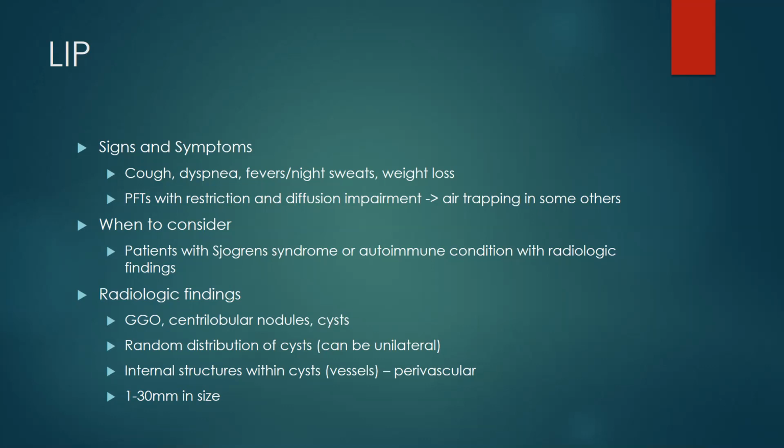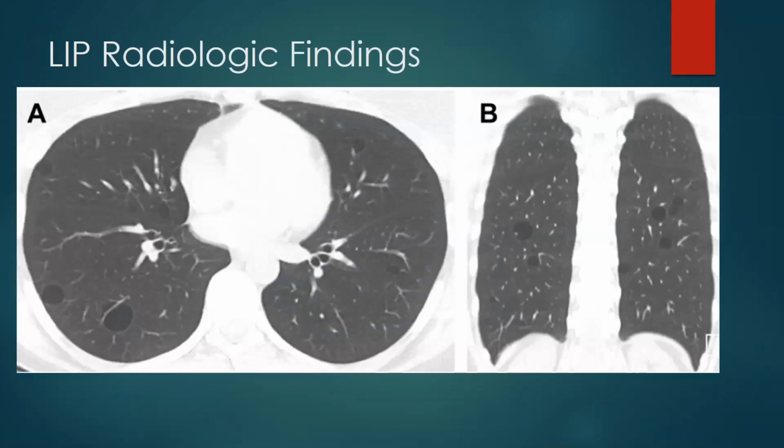There seems to be a random distribution of cysts, and it can even be unilateral. A lot of times there are internal structures seen within the cysts, which I'll show, with vessels coursing through the cysts themselves. The size of these structures can be anywhere from 1 millimeter up to 30 millimeters, but there's not a uniform size that is seen. So again, the distribution is random, but it's not as significant as some of the other disease processes.